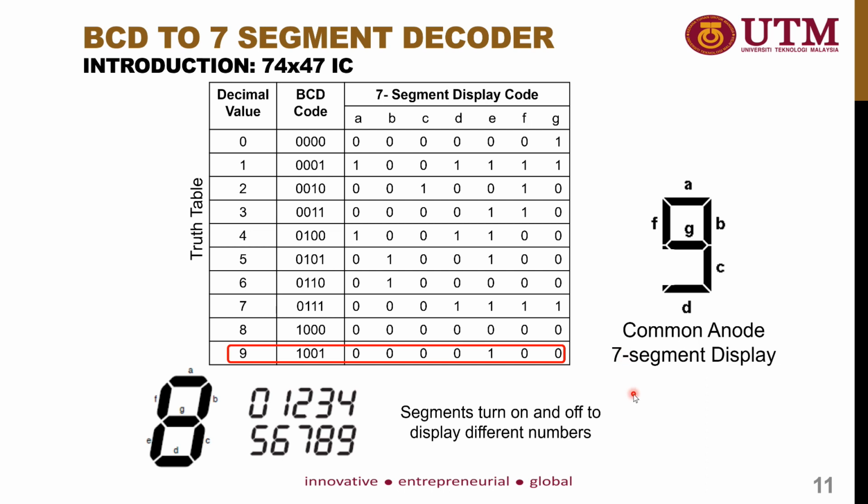Okay, so this is how you operate the BCD to 7 segment decoder by using the 74X47 IC to drive the common anode 7 segment display.